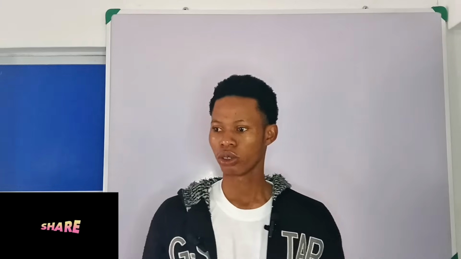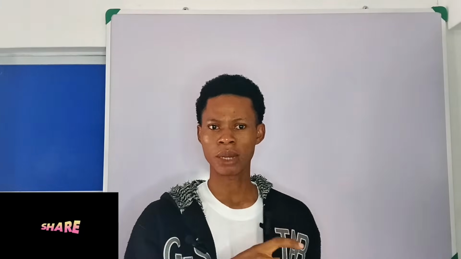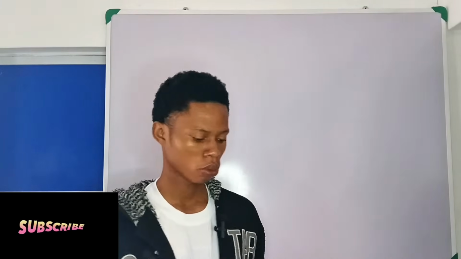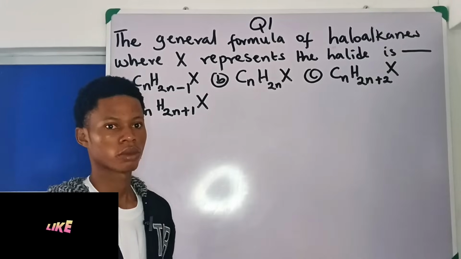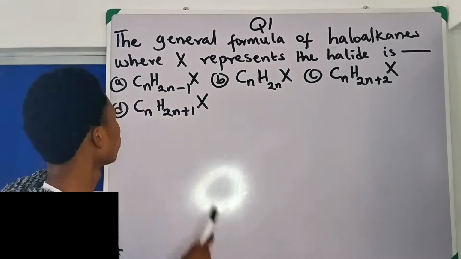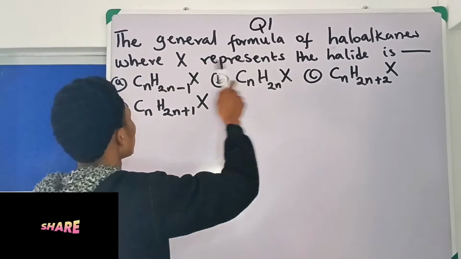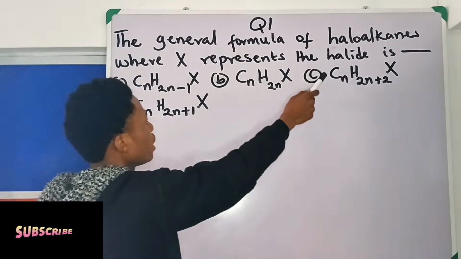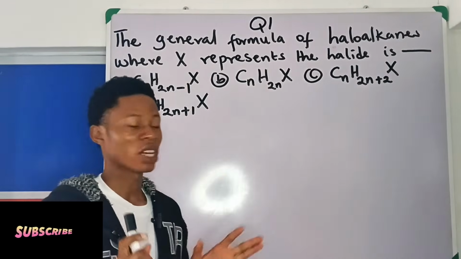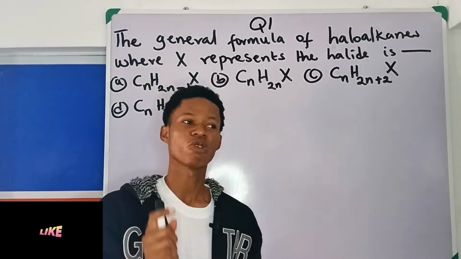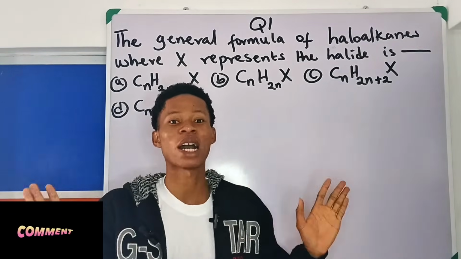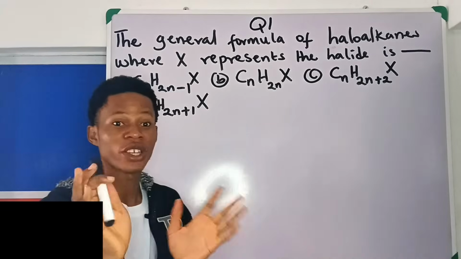All right, so the first question here. Let's look at this question. Question 1. The general formula of haloalkanes, where X represents the halide, is dash. And options were given. Anytime you see a question like this, the first thing to do is to smile because it's a bonus question. You cannot fail any question like this.